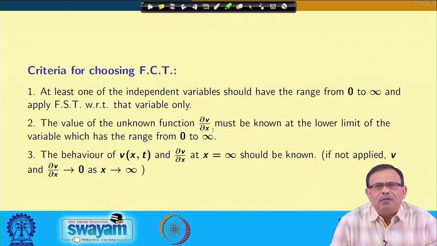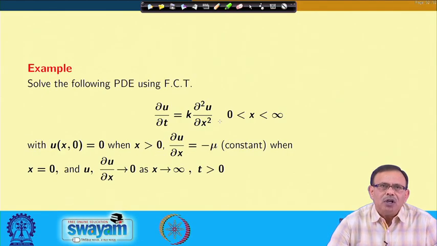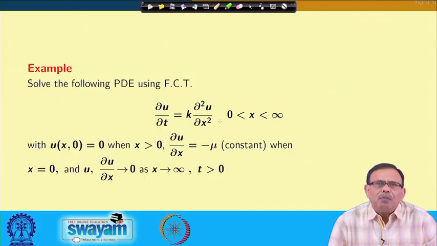Whenever a problem is given to me, I have to choose whether I should apply the Laplace transform or the Fourier transform or the Fourier cosine transform or the Fourier sine transform. So, depending upon the criteria provided to me, the initial conditions provided to me, and the range of the variable, I have to choose the appropriate transform. Let us quickly see one problem.